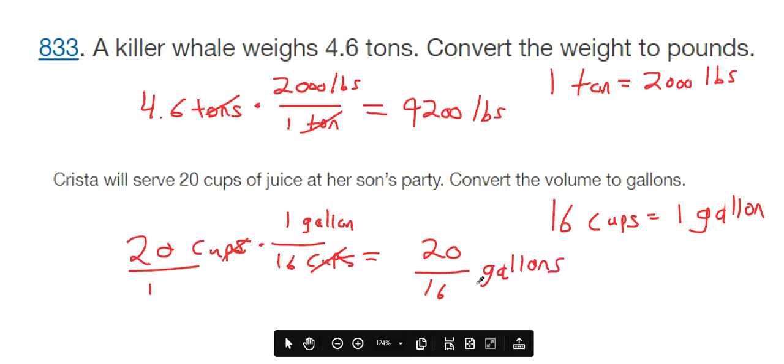And then we just want to simplify, right? 20 over 16, that's 10 over 8 when you divide the top and the bottom by 2, which is 5 over 4 gallons. Or in other words, if you convert that to a decimal, 5 divided by 4 makes 1.25.